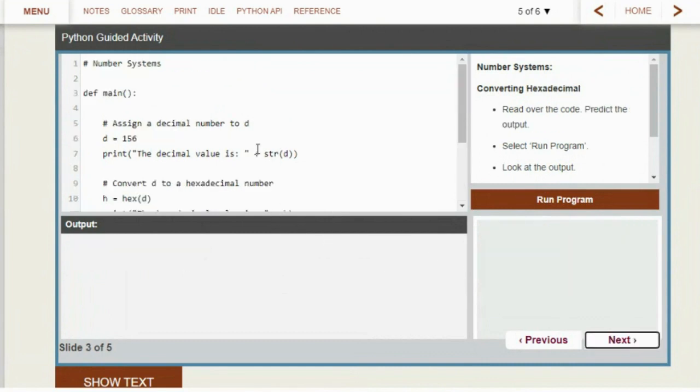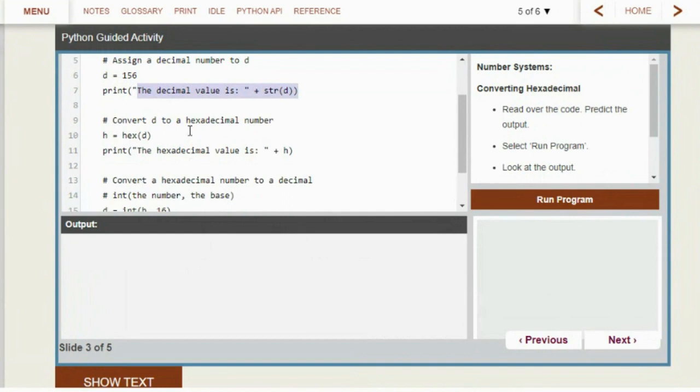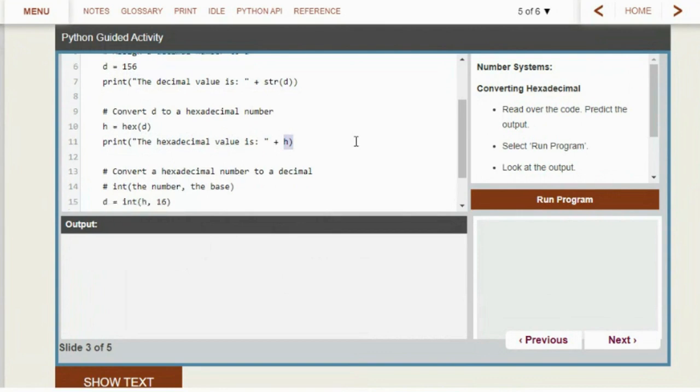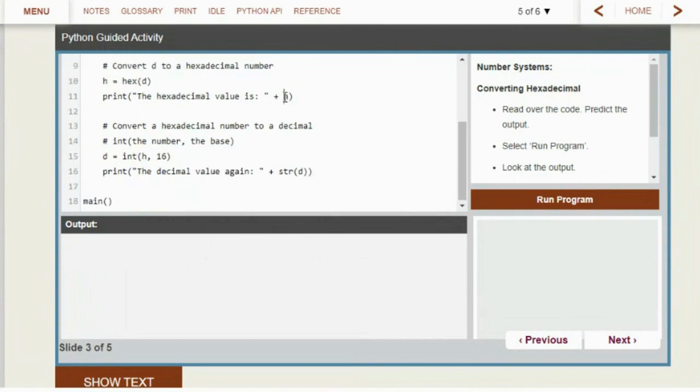All right, let's look at the next one. Again, we're going to assign a decimal number. This time we're assigning the number 156, and we're printing that out. All right. Now we're going to convert it to a hexadecimal number. What is the hexadecimal equivalent? The hexadecimal equivalent is whatever, H. Now, interesting. Notice we didn't have to put str in front of it. But we had to use str down here when we convert it back to a decimal. Take whatever the number is in the base, so whatever H is in base 16, and make it a decimal again.